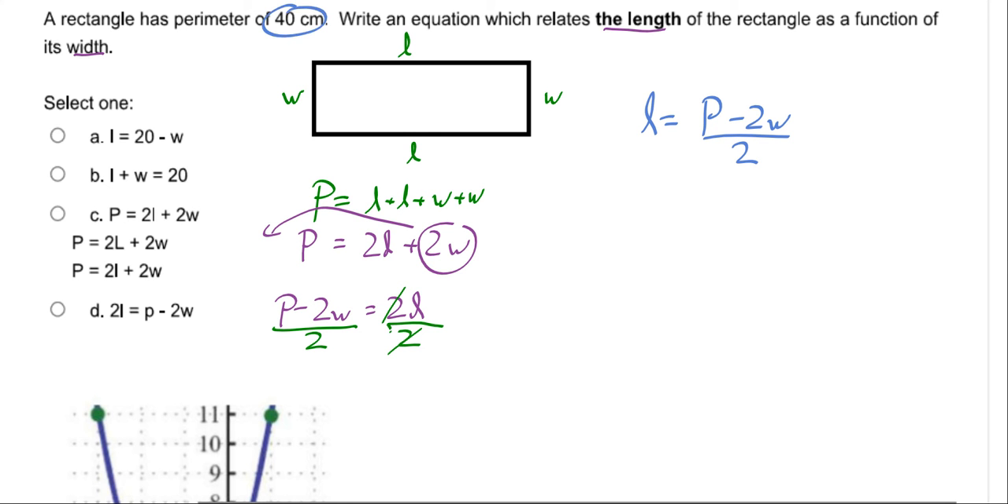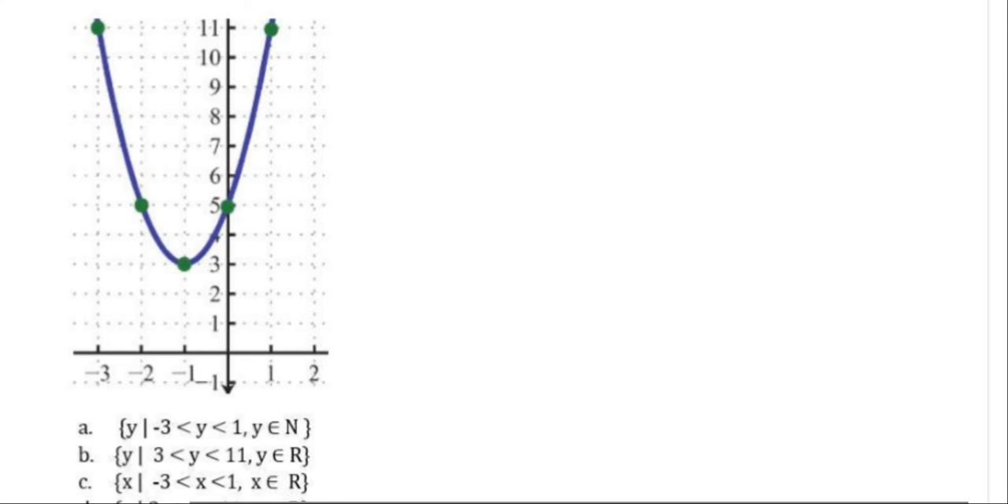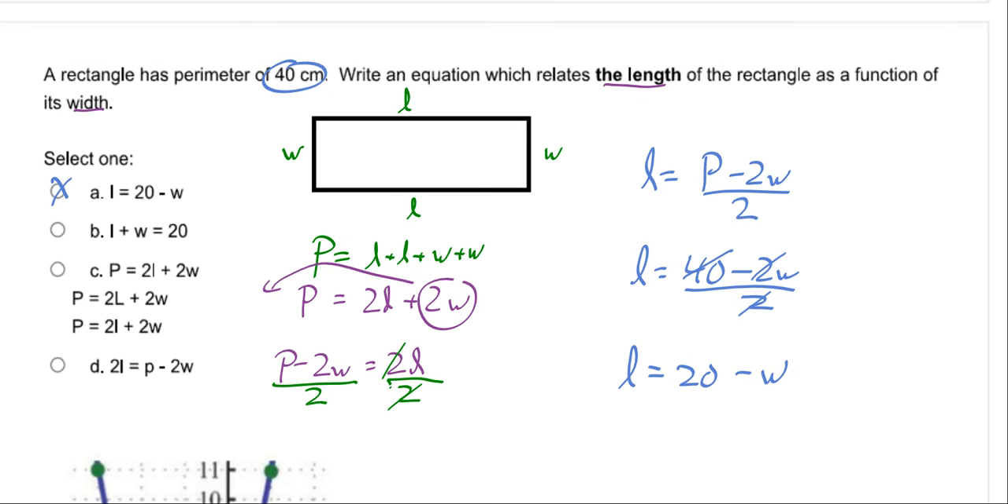This tells me the actual value of my perimeter, which is 40. So if I take 40 minus 2 widths over 2, both of these 40 and 2 are divisible by 2. So I could say 40 by 2 is 20, and 2 by 2 is 1. So the length is equal to 20 minus the width, which is going to be option A. So this phrase here relates the length as a function of the width. That means that L is equal to something and there's a W on the other side.